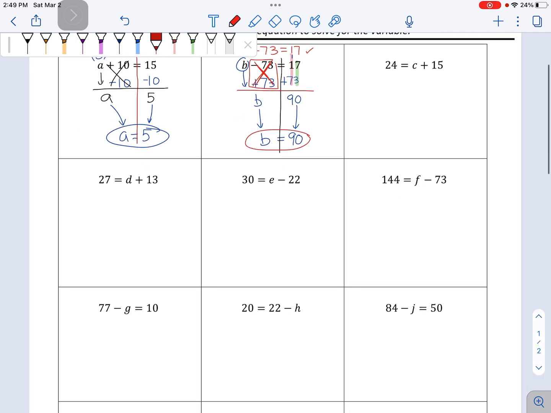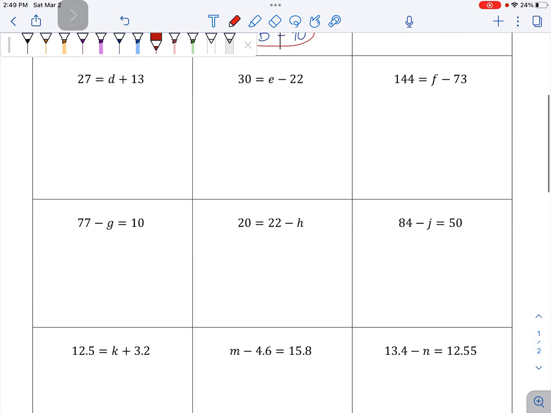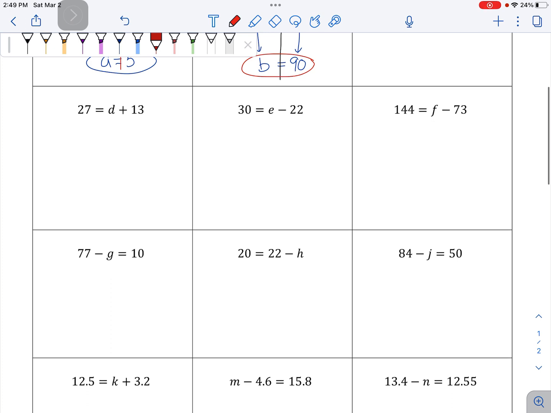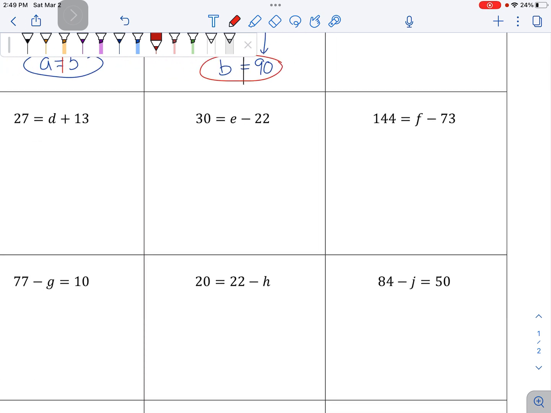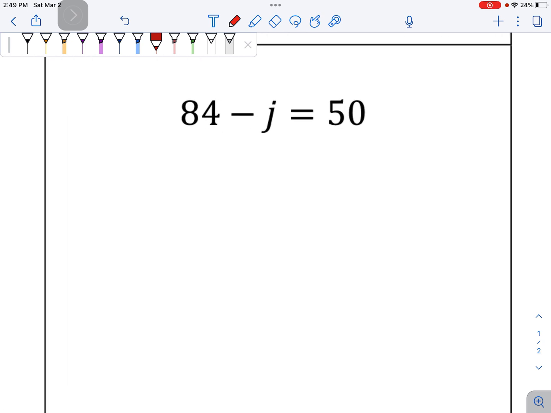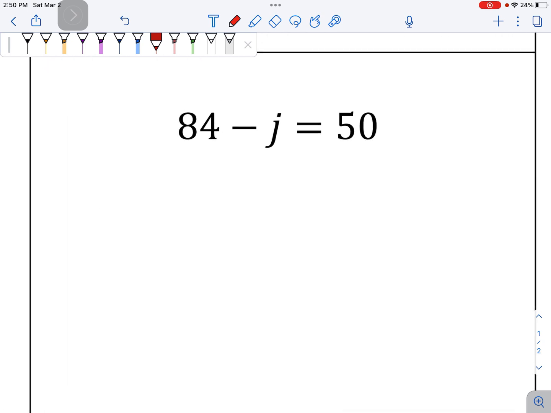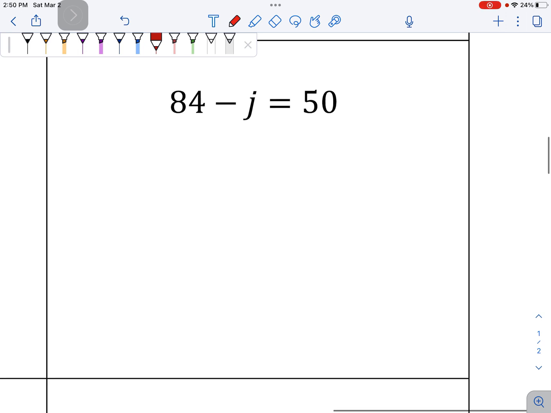All right, we're going to do one more. I'm going to do this problem here. All right, so this says 84 take away J equals 50. So at the end, I should have an answer that J equals something.